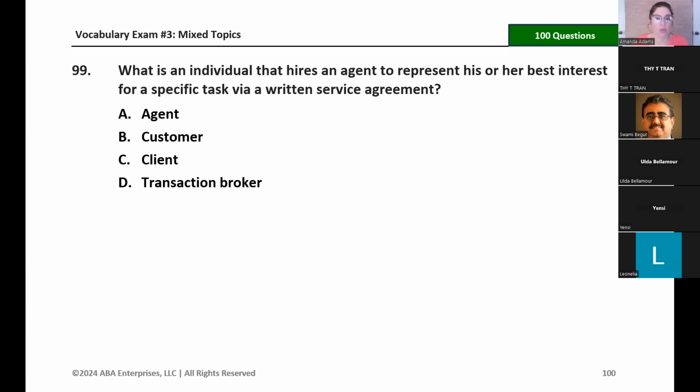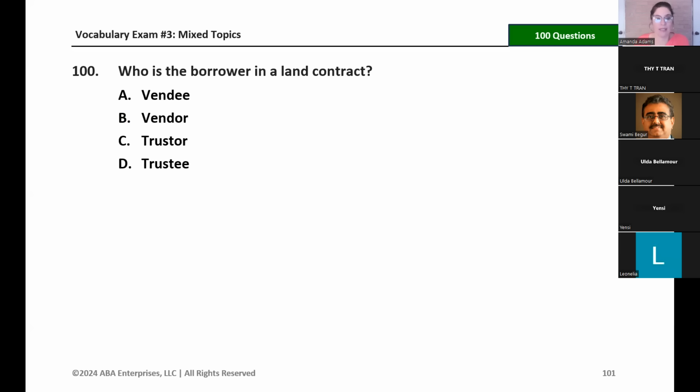99. What is an individual that hires an agent to represent his or her best interest for a specific task via a written service agreement? What do we call that person? That is called a C, a client. That's a client.